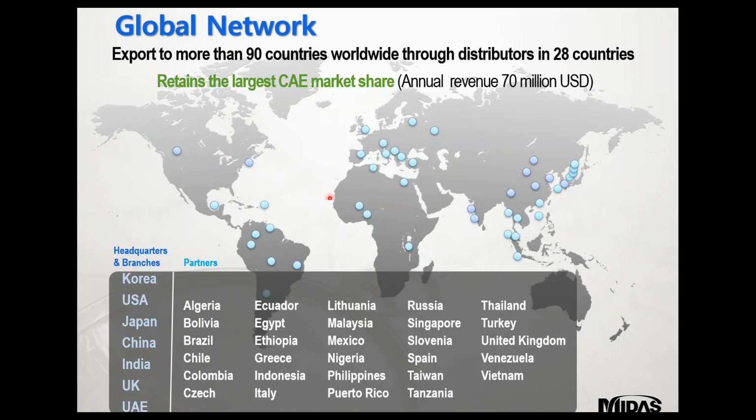And this is our global network. We hail from South Korea, where our headquarters is, and we have branch offices in USA, Japan, India, China, UK, and UAE, and these are all our partners. We have different partners all around the world in around 90 countries.